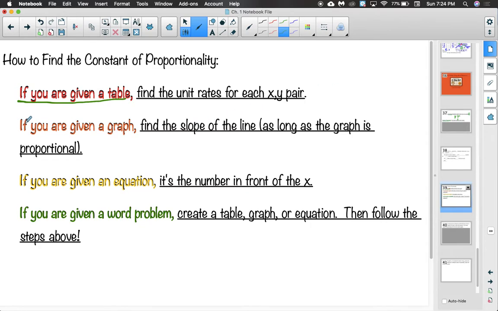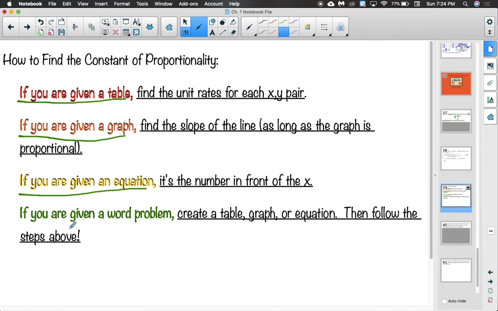If you're given a graph and asked to find the constant of proportionality, just find the slope of the line. You know how to find that, but we can only find that slope if the graph is a proportional graph. If it's not proportional, there is no constant of proportionality, right? If you are given an equation, it's just the number in front of the x. That's the constant of proportionality.